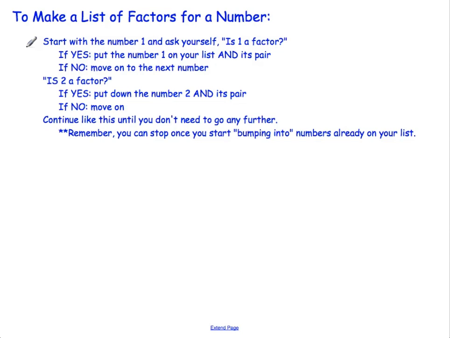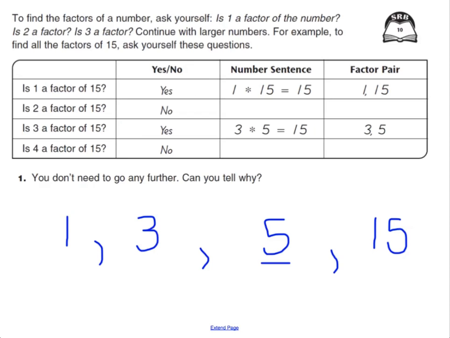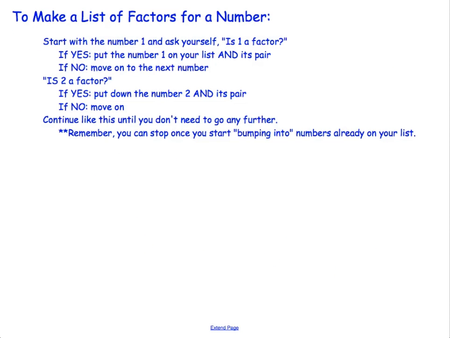Of course, if you're asking yourself, is 1 a factor? It's always going to be yes. Is 2 a factor? Basically, is it an even number? If yes, put down the number 2 and its pair. If no, move on. Continue like this until you don't need to go any further. Remember, you can stop once you start bumping into numbers already on your list, like we bumped into the number 5 when we made this list, so we knew we were able to stop then. Continue until you don't need to go any further.